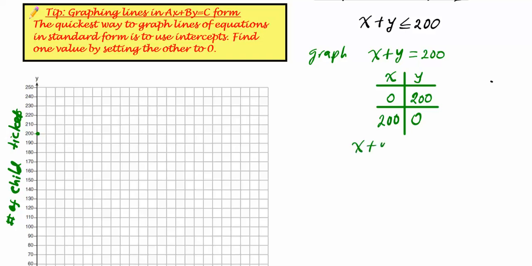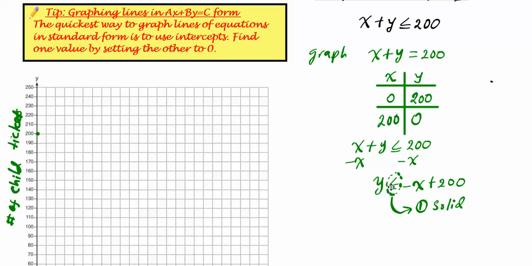We have x plus y is less than or equal to 200. Let's get y by itself, okay? So you subtract x from both sides, and then you have y is less than or equal to negative x plus 200. This inequality, less than or equal to, tells us two things. Firstly, it's solid, because you have the line. And it also tells us that you're going to shade down. The solution region is beneath the boundary line, including the line.